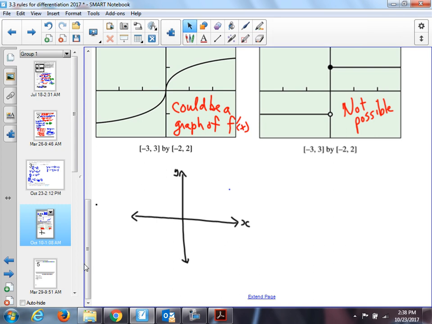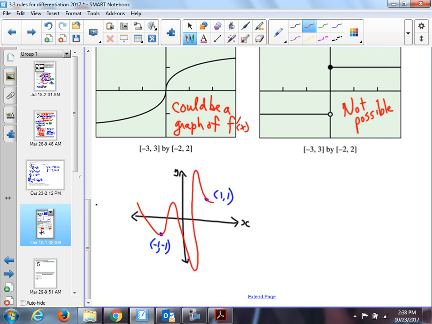Now, what if I said negative 1, negative 1, and 1, 1? Same condition that I had above, right? Now this could be, I don't care what it is, I just made one up. This passes the test. It takes on every value in between and some beyond that, right?